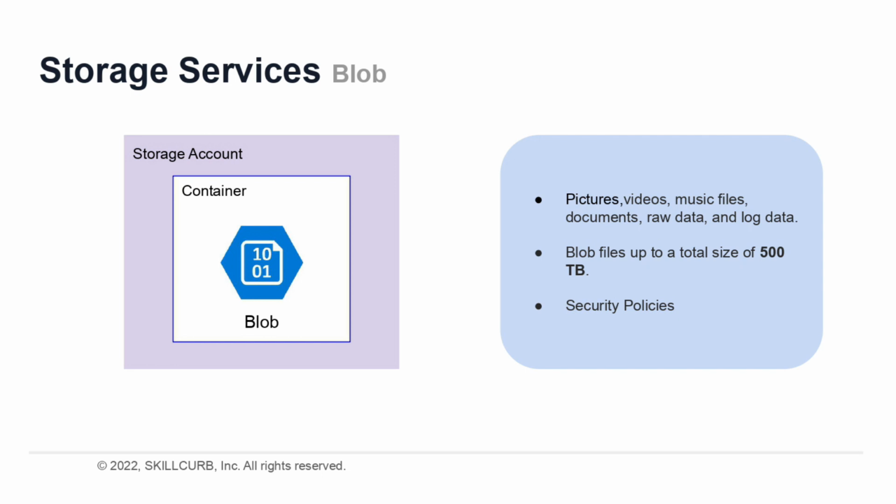Blob storage is basically storage for unstructured data that can include pictures, videos, music files, documents, raw data, and log data, along with their metadata. Blobs are stored in a directory-like structure called a container inside the storage account. If you are familiar with AWS S3, containers work much the same way as S3 buckets. You can store any number of blob files up to a total size of 500 TB, and, like S3, you can also apply security policies. Blob storage can also be used for data or device backup.